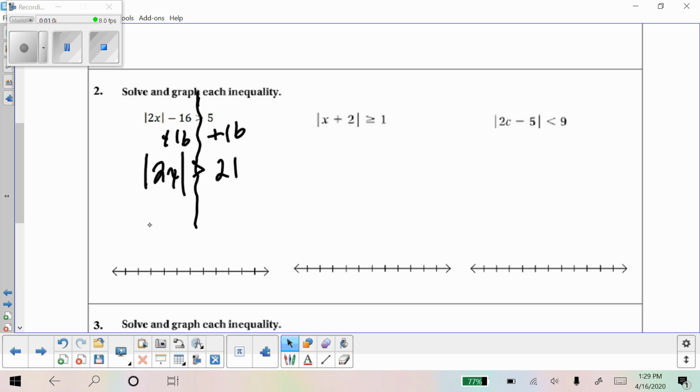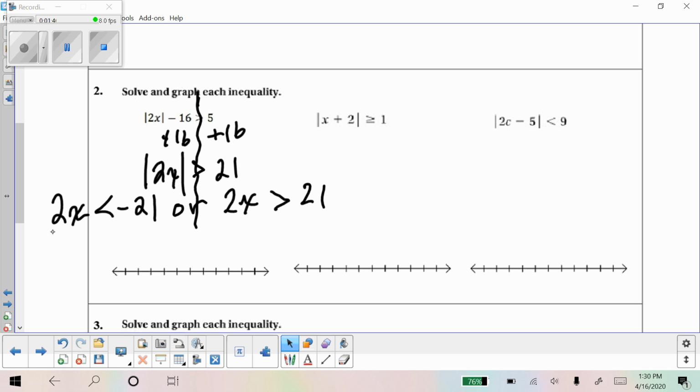Now, here's how you set up your 2 parts. For the negative numbers, you're going to do 2x, and then you're going to switch the sign, and then do negative 21. And this is going to be an OR situation. And by the way, whenever it's a greater than, it's an OR situation. Whenever it's a less than, it's an AND situation. And then the other one is exactly the way it is, except without the absolute value. So 2x is greater than 21.